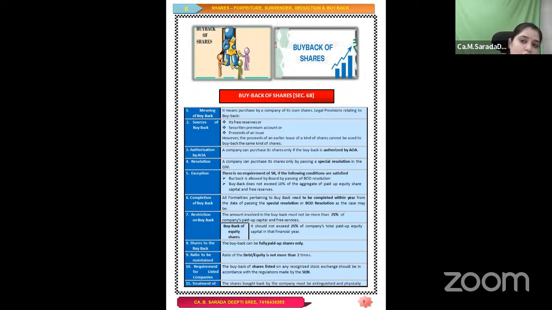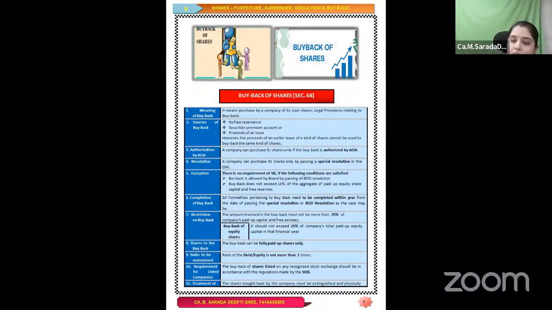If the company wants to buy back beyond 10% but up to 25%, then in such cases the company should conduct a general meeting, intimate the shareholders and pass a special resolution. Okay, understood? If the company wants to buy back beyond 10%, then it is necessary to pass a special resolution. These are the main important provisions for any company before going for the buyback.